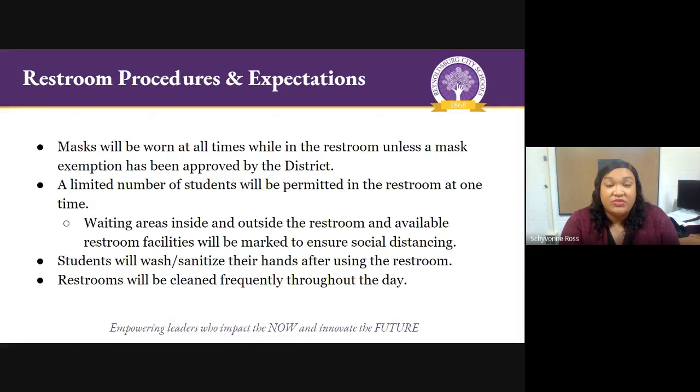And for the restroom, again, masks will be worn at all times while in the restroom, unless a mask exemption has been approved by the district. A limited number of students will be permitted in the restroom at one time. Waiting areas inside and outside the restroom and available restroom facilities will be marked to ensure social distancing. Students will wash and sanitize their hands after using the restroom, and restrooms will be cleaned frequently throughout the day.